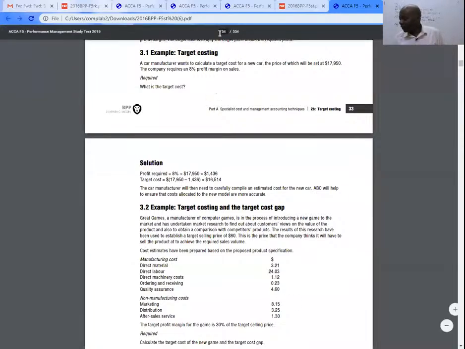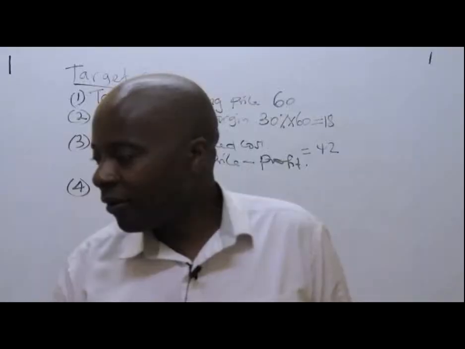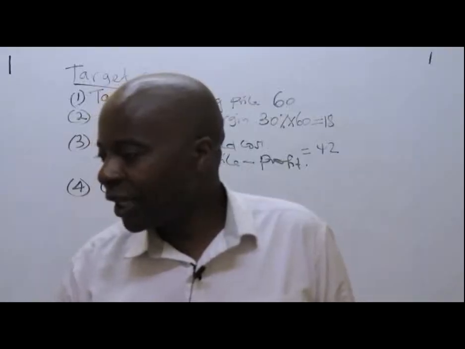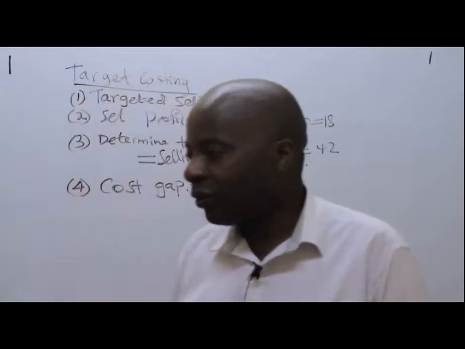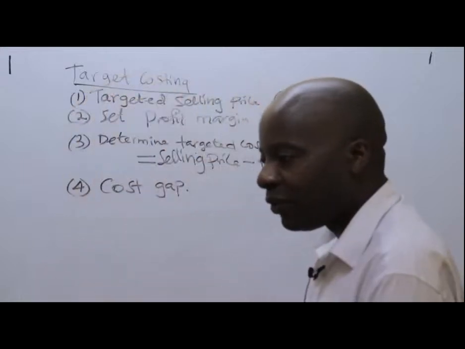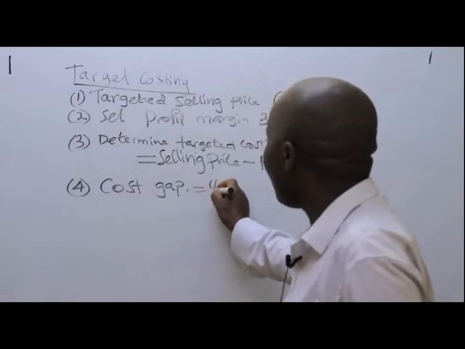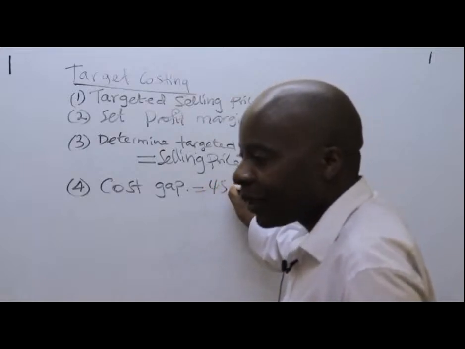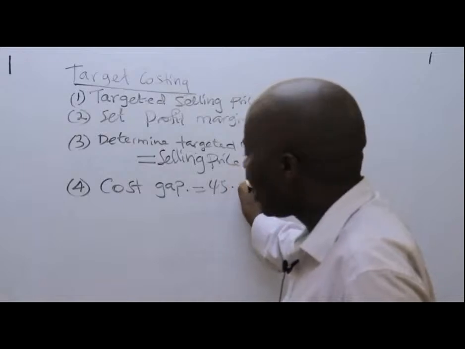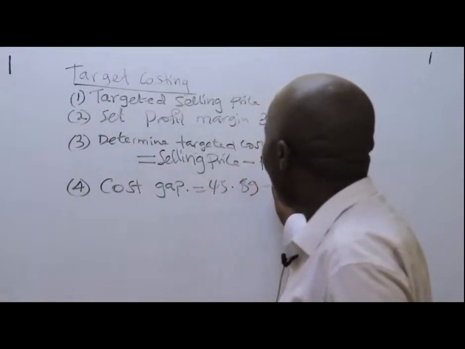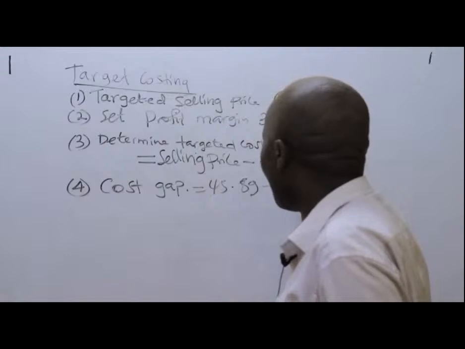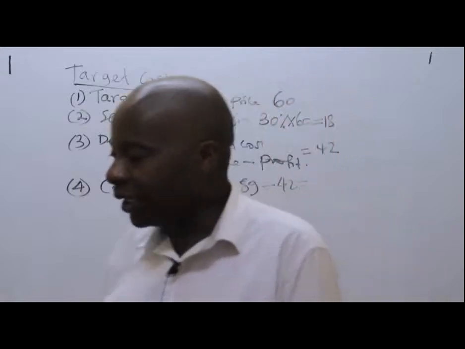So from the answers that I'm able to get from my chart here, most of them, Catelo, we have Josam, we have Okocha, they're giving me 45 point what here? 45.89. The gap will be 45.89 minus 42.